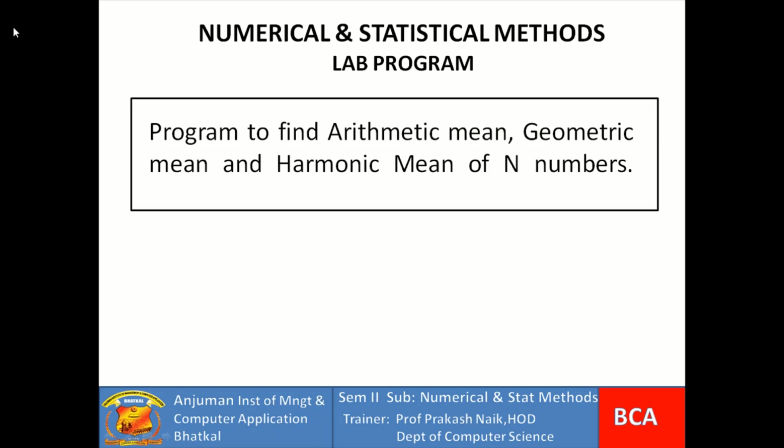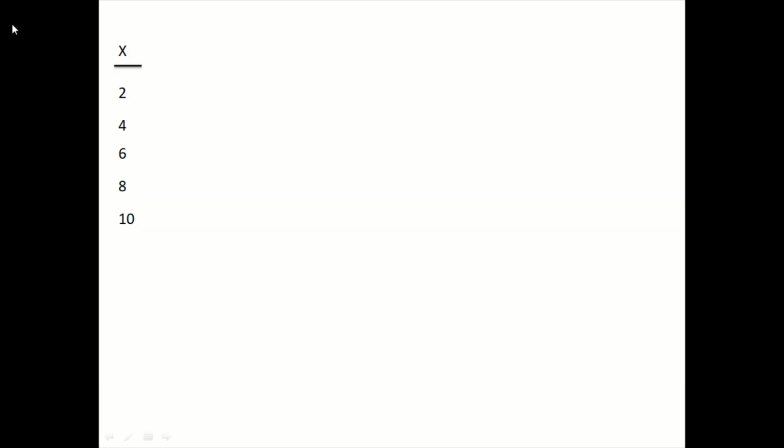Okay, so before I start the actual program, let me have an introduction about what exactly is arithmetic mean, geometrical mean and harmonic mean. Assume I have n numbers 2, 4, 6, 8, 10. So how many numbers? 5 numbers. These 5 numbers are stored to one array element x.